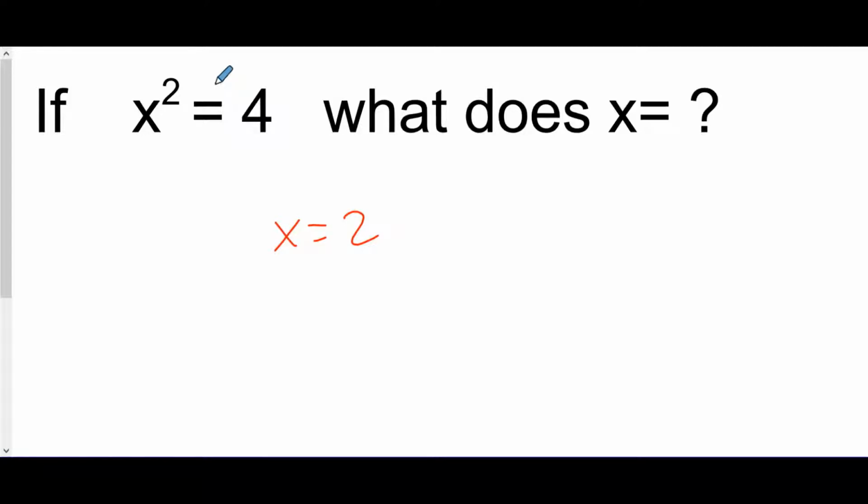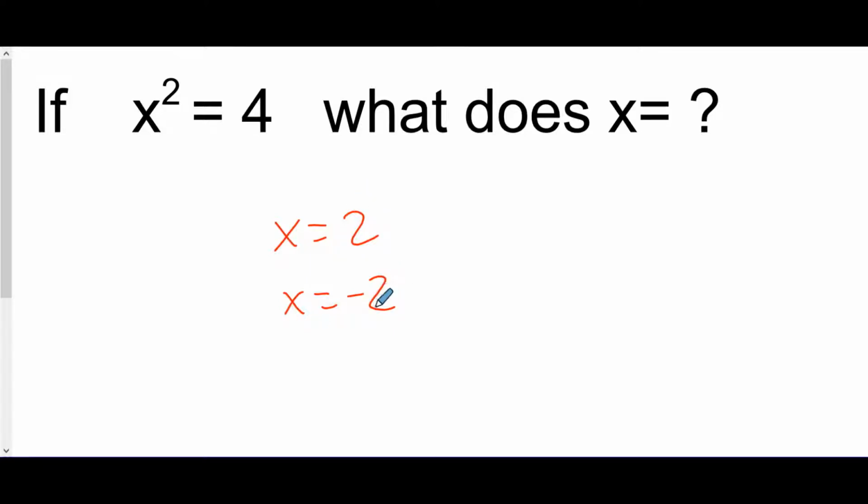Can you figure out what other value I could put in for x, where if I squared it, I would get 4? I could also put in a -2, because I know when I square a negative number, I end up back with a positive answer. So both of these would work for this problem.